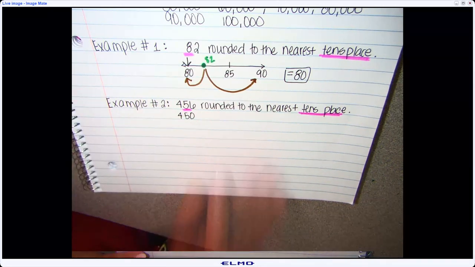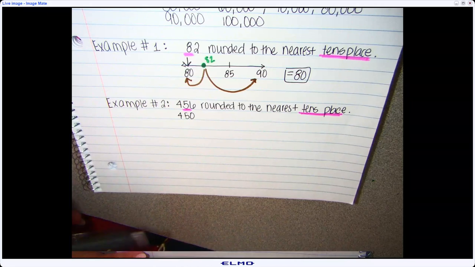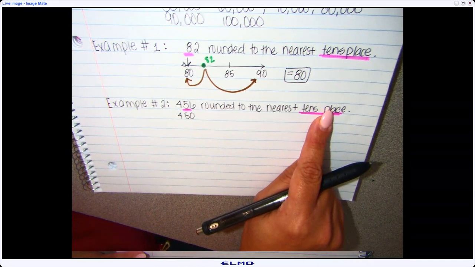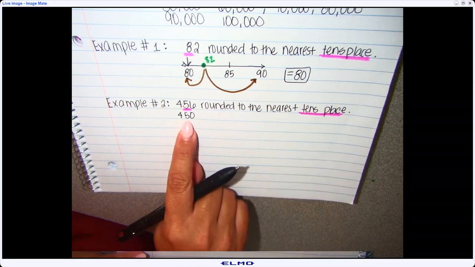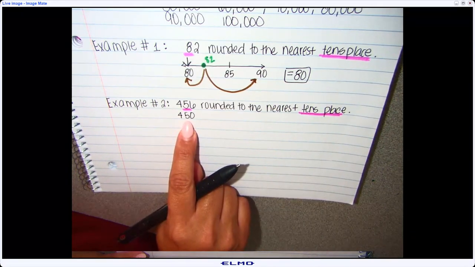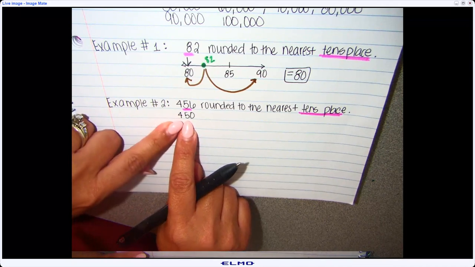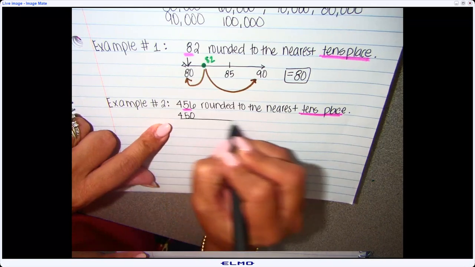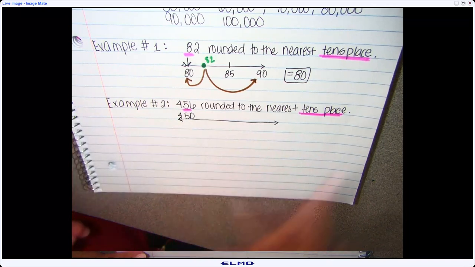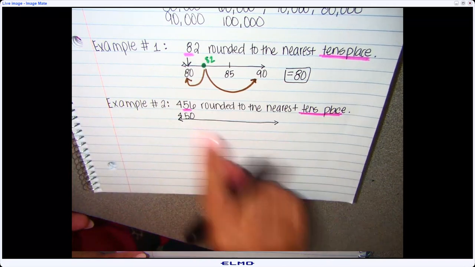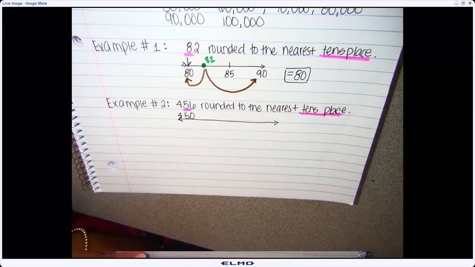After I write the value, now I'm ready to skip count. But I'm skip counting by tens. So I'm not going to start 10, 20, 30, 40, because this already tells me where I'm going to start. So my number line starts at 450. Now, if my number line continues, and I'm counting by tens, what would be the next number? 460.